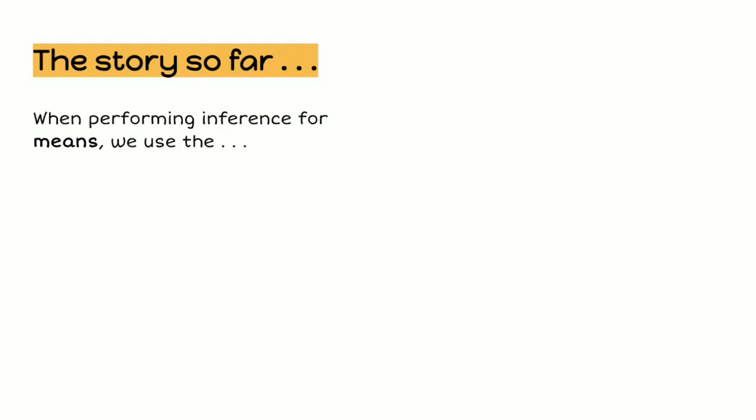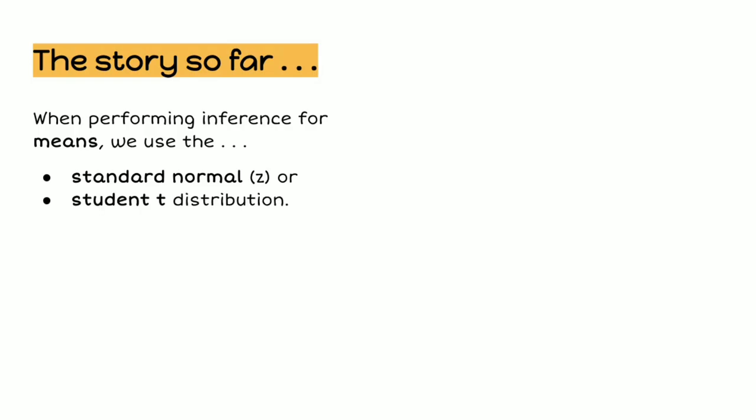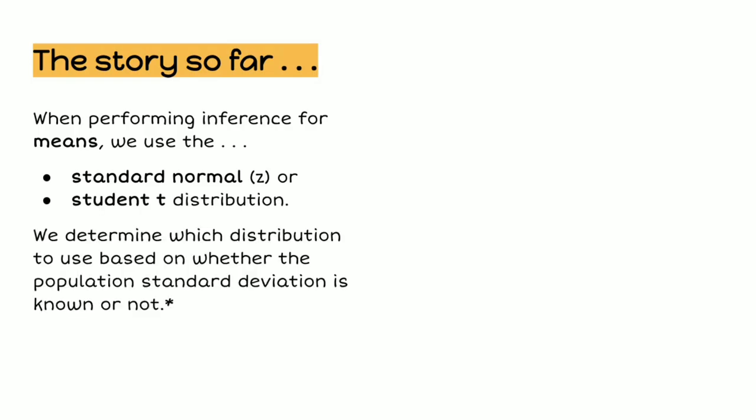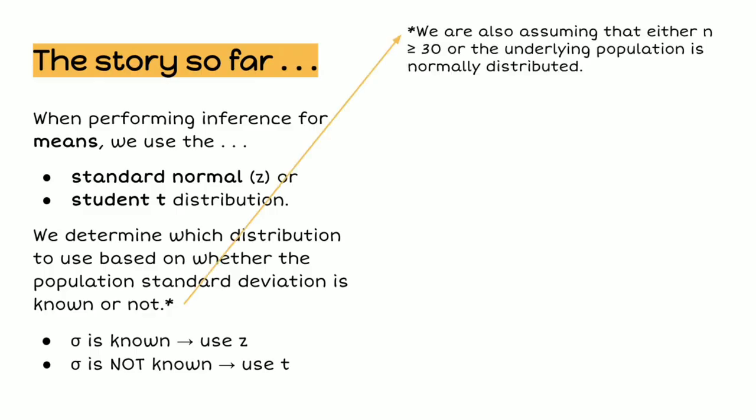So far, we've performed inference on means, where we use the standard normal, or the student t-distribution. And we determined which distribution to use based on whether the population standard deviation was known or not. If the population standard deviation was known, we used z, and if it was unknown, we used t. We were also making the assumption that either our sample size was bigger than 30 or our underlying population was normally distributed, per the central limit theorem that we learned about way back in week 3.